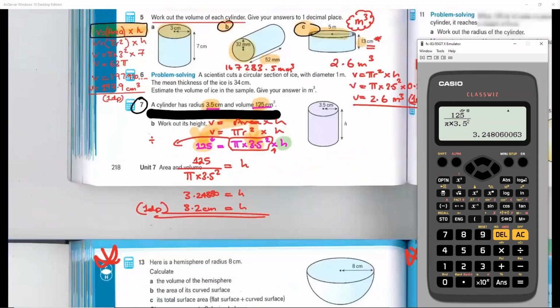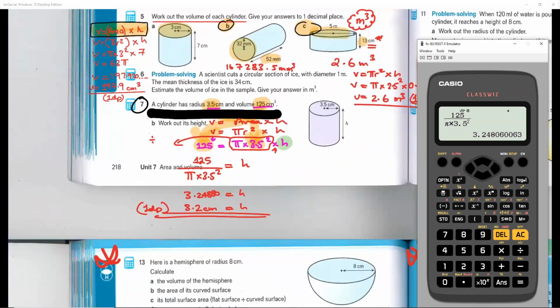Yeah, that's a typical nice, lovely exam style question where they give you the answer to the volume question. They want you to work out backwards and work out the height.